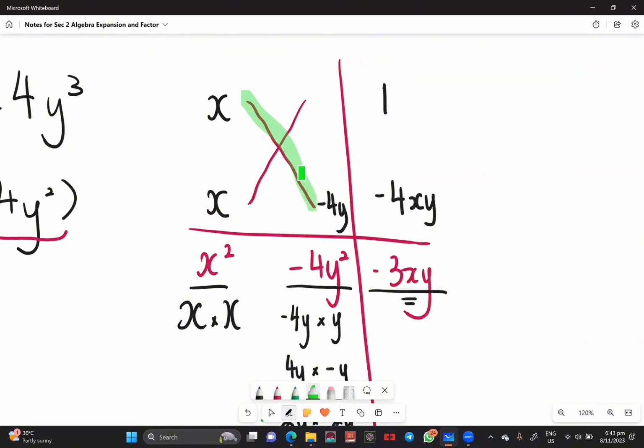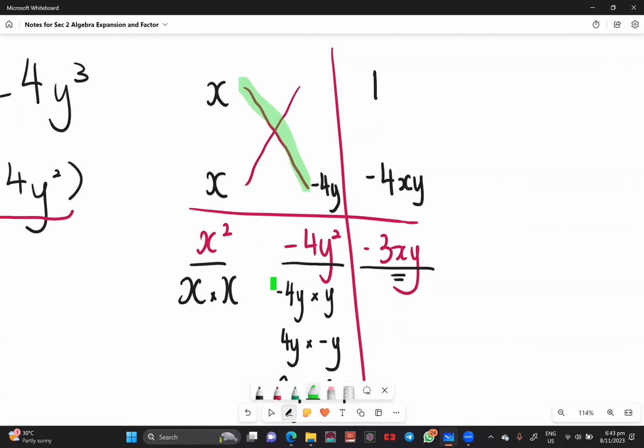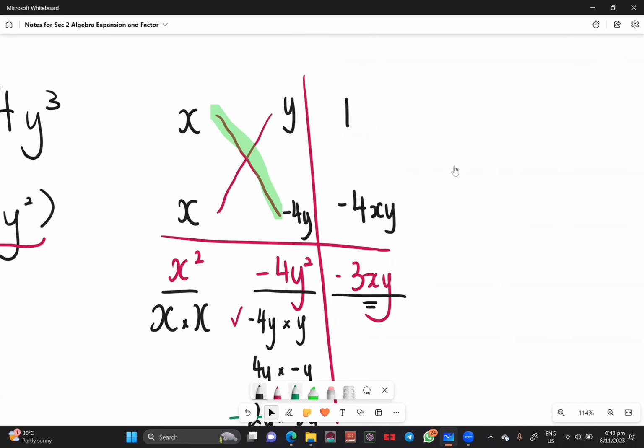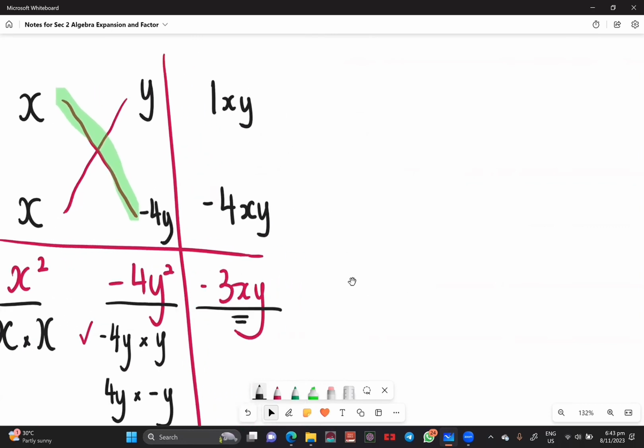So I am actually using the first one. So I'm just going to put a tick over here to remind myself. Then over here, I will just put a y. So therefore, over here, you get to 1xy. So when you do 1xy minus 4xy, do you get to negative 3xy?